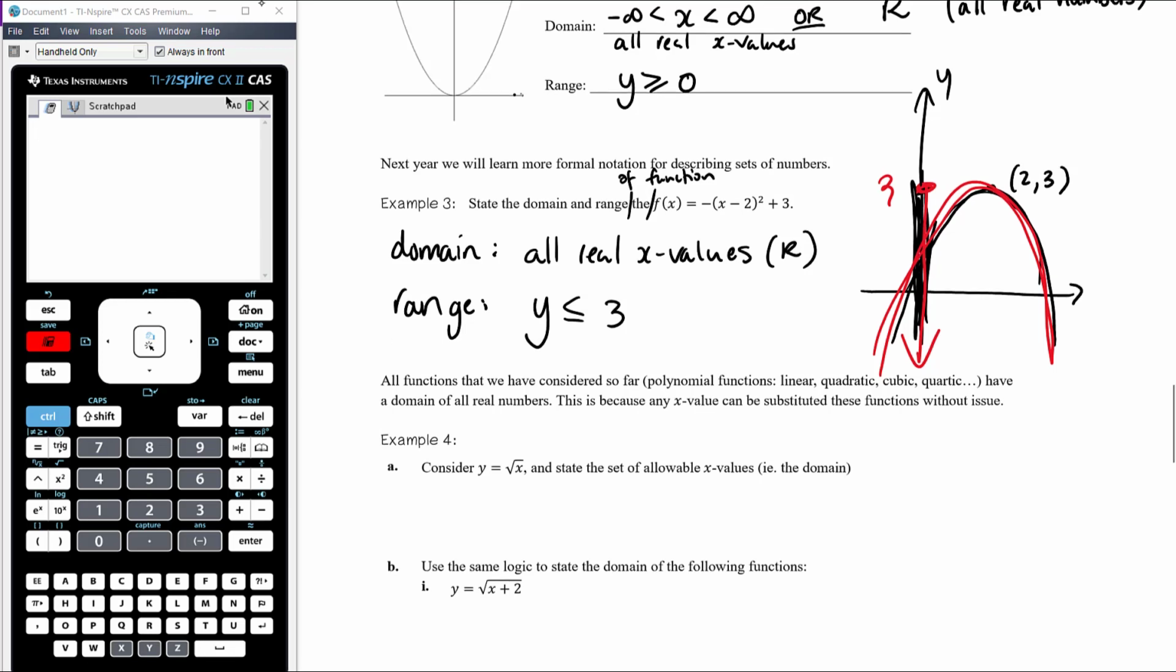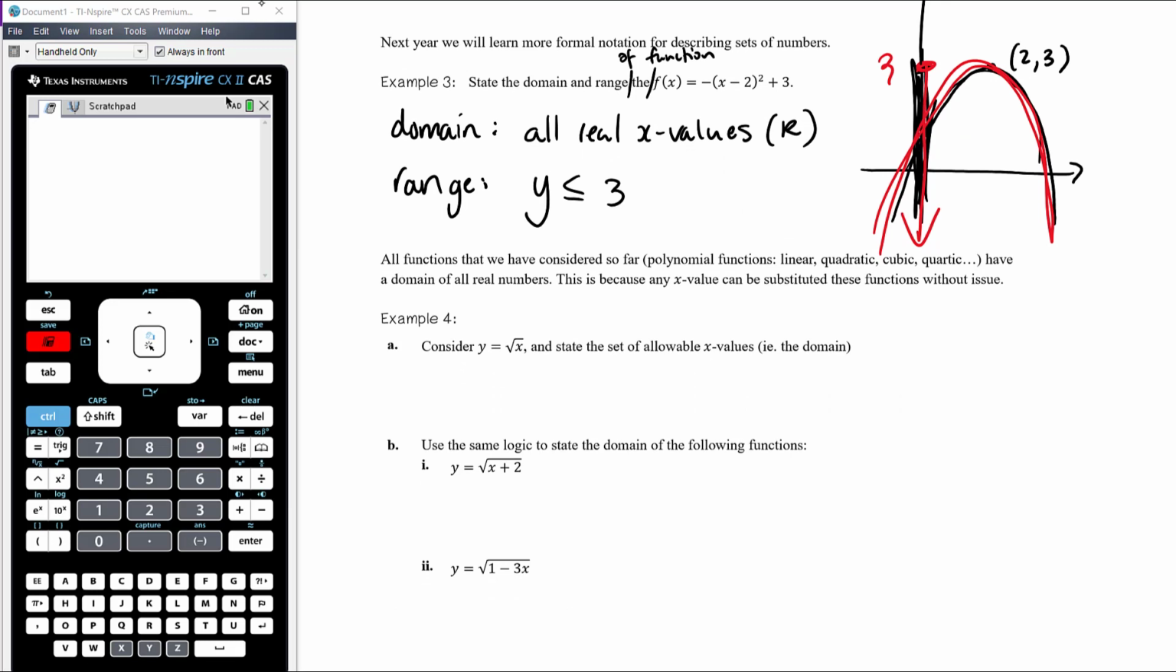Okay, so let's think about the function y equals square root of x. So let's not think graphically because we haven't looked at this graph, but let's think algebraically. Are there any x values that we couldn't square root? And there are. We know that we can only square root numbers that are bigger than or equal to 0. So that tells us that whatever's underneath the square root here, it has to be bigger than or equal to 0 for that to exist. And so that's the domain.